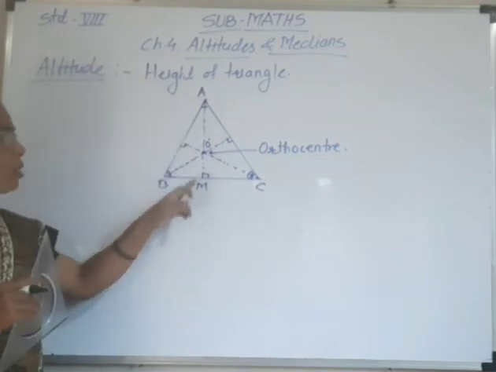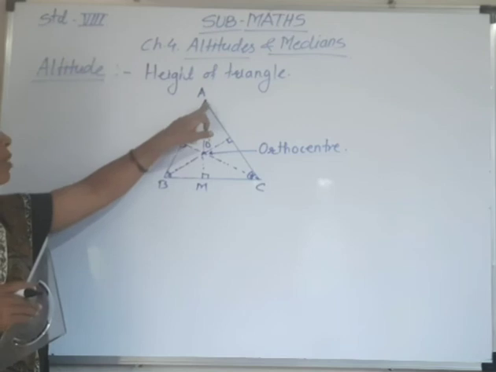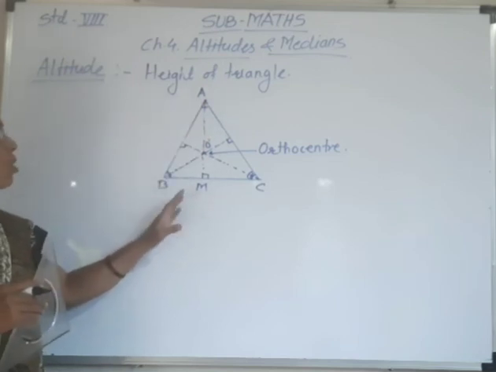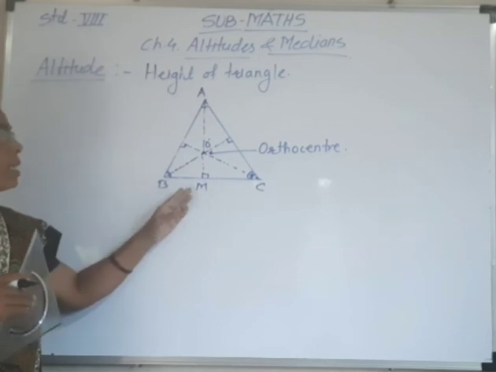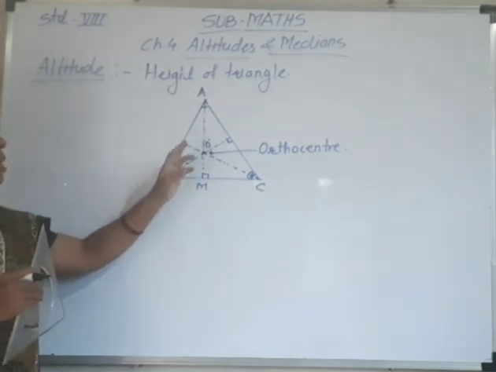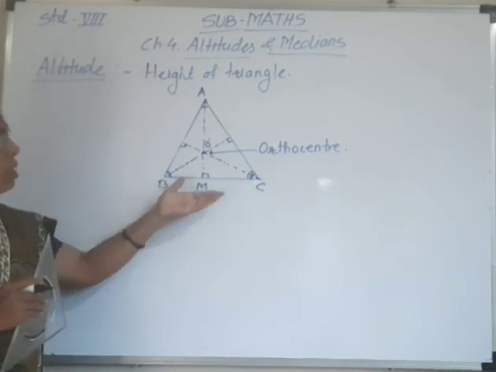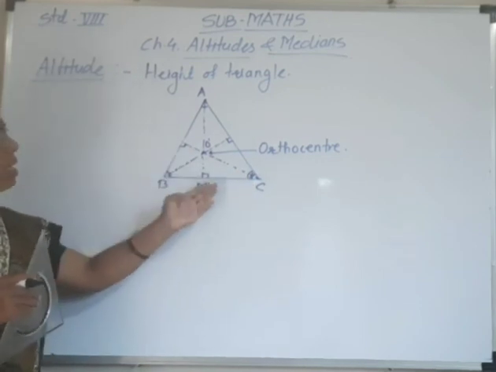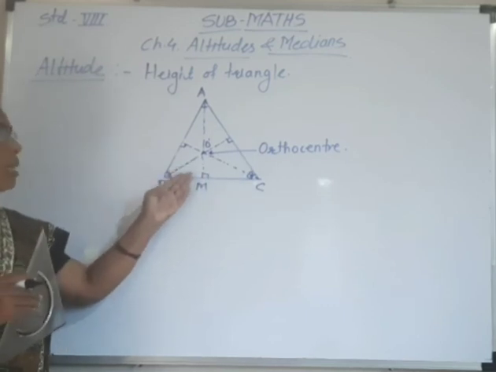So altitude means what here? The line which is perpendicular from the vertex to the opposite side is called the altitude. Like this, in any triangle there are three altitudes, and the point of concurrence of altitudes is called orthocenter. From this we can understand, in an acute angle triangle the orthocenter is inside the triangle.